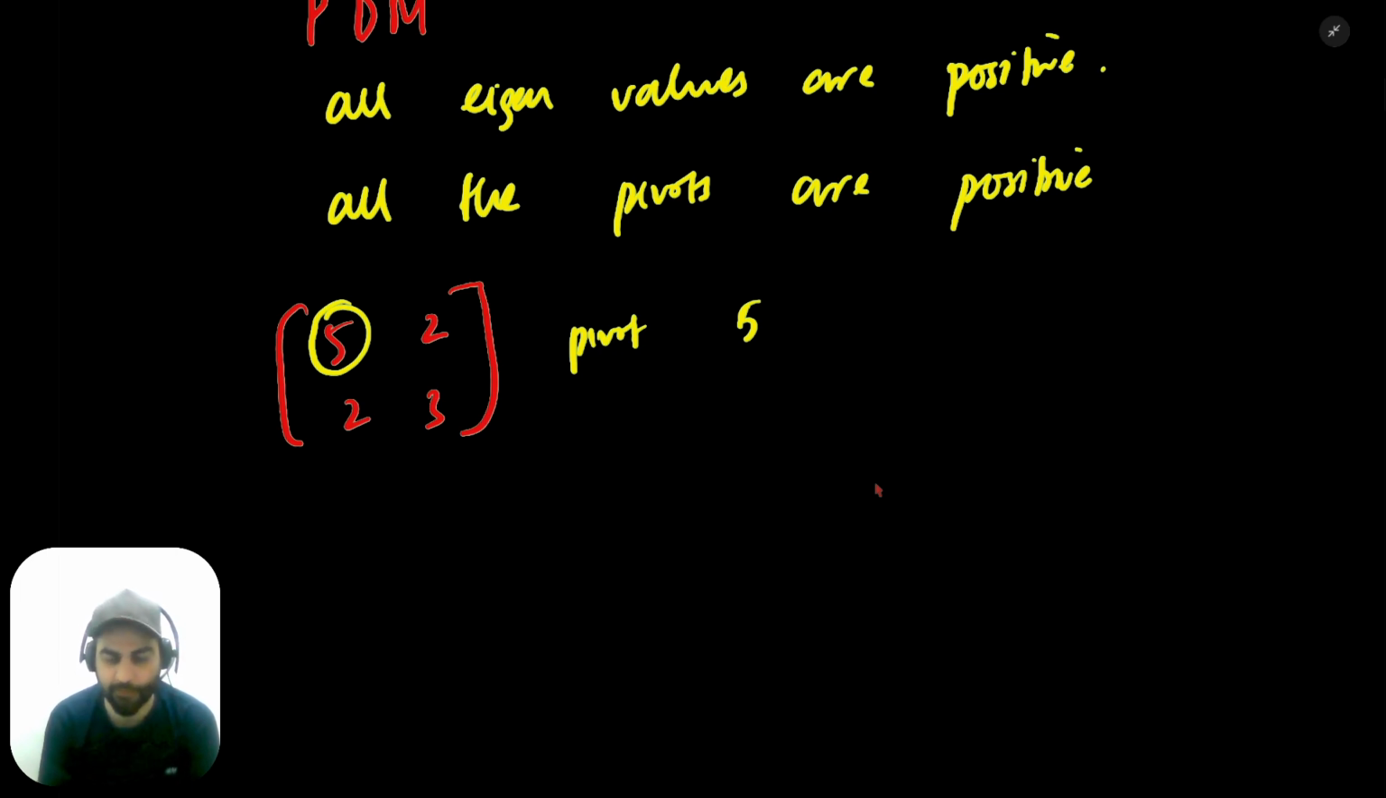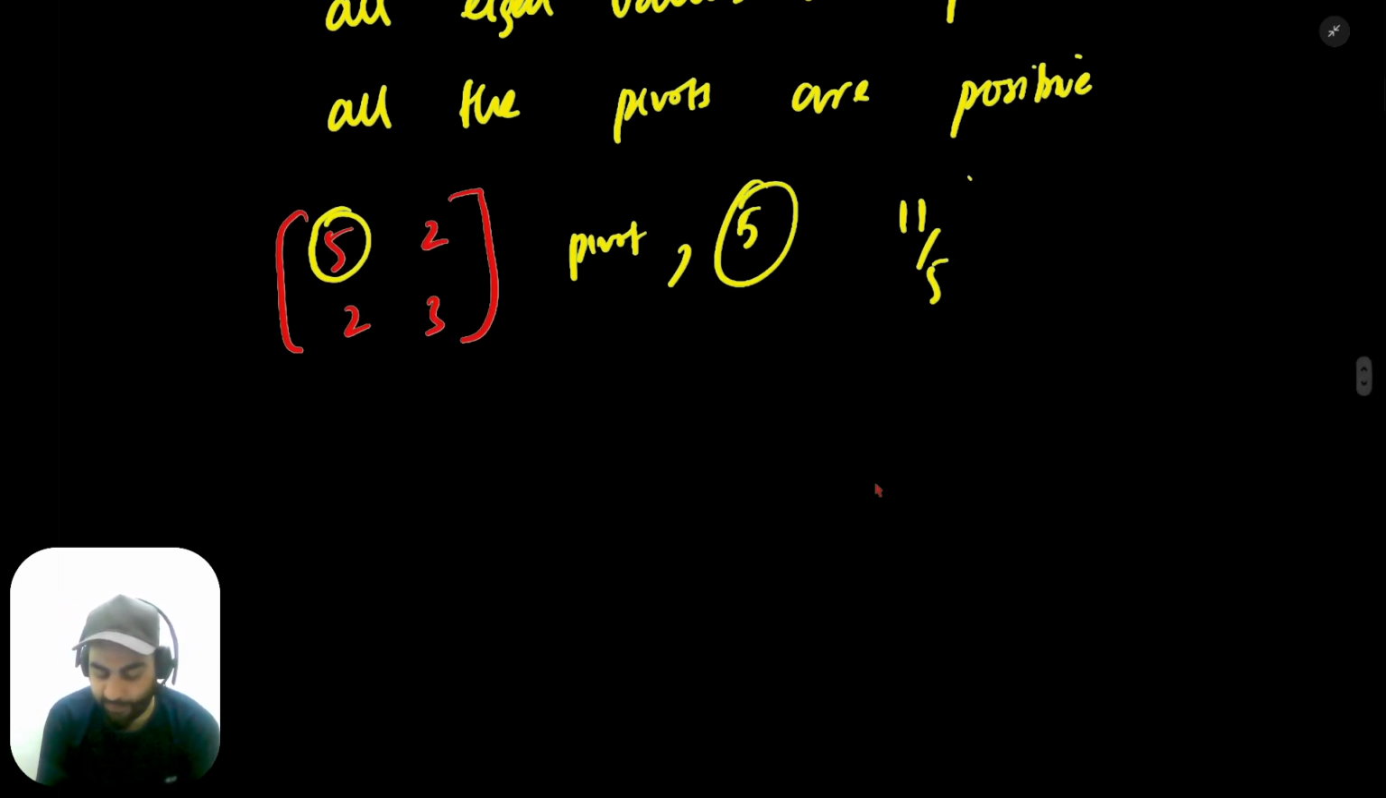Okay, and what is the other pivot? So how can you compute the other pivot? You will just subtract, and you want to make this entry 0, and you will see what happens to this. Okay, I think this should be 11 by 5, because you're multiplying this and then subtracting with this. So this will be the second pivot. Okay, so these are two pivots, 5 and 11 by 5.